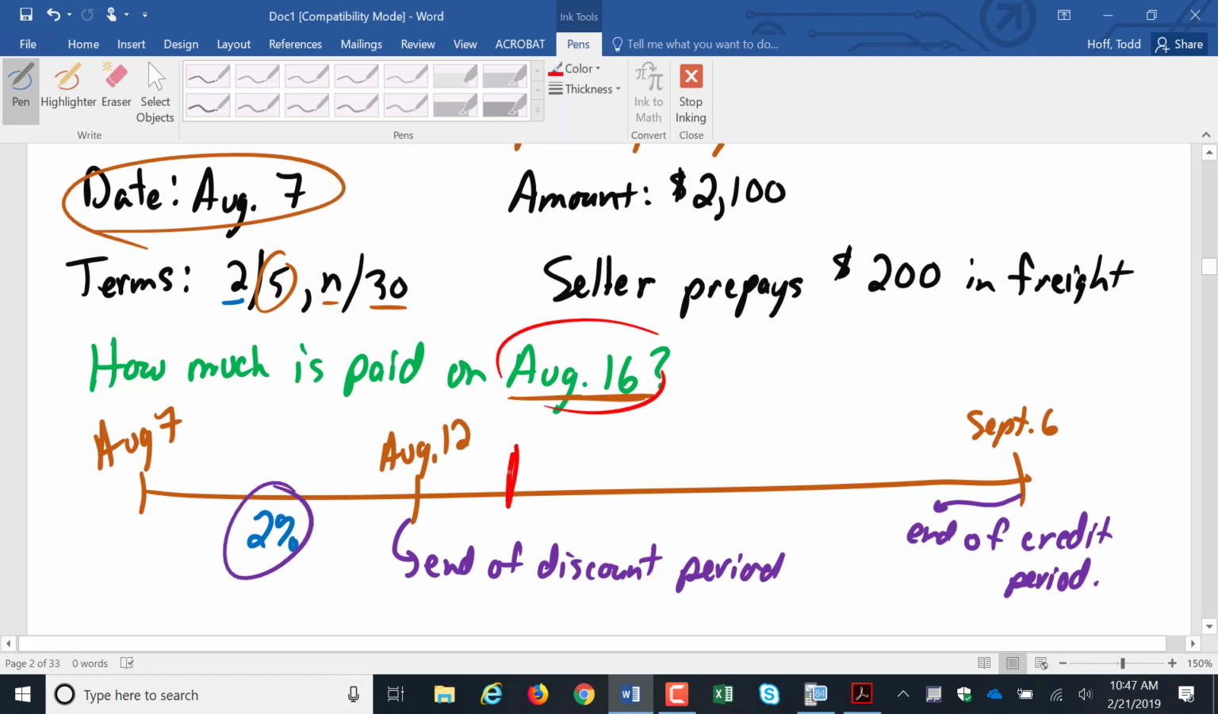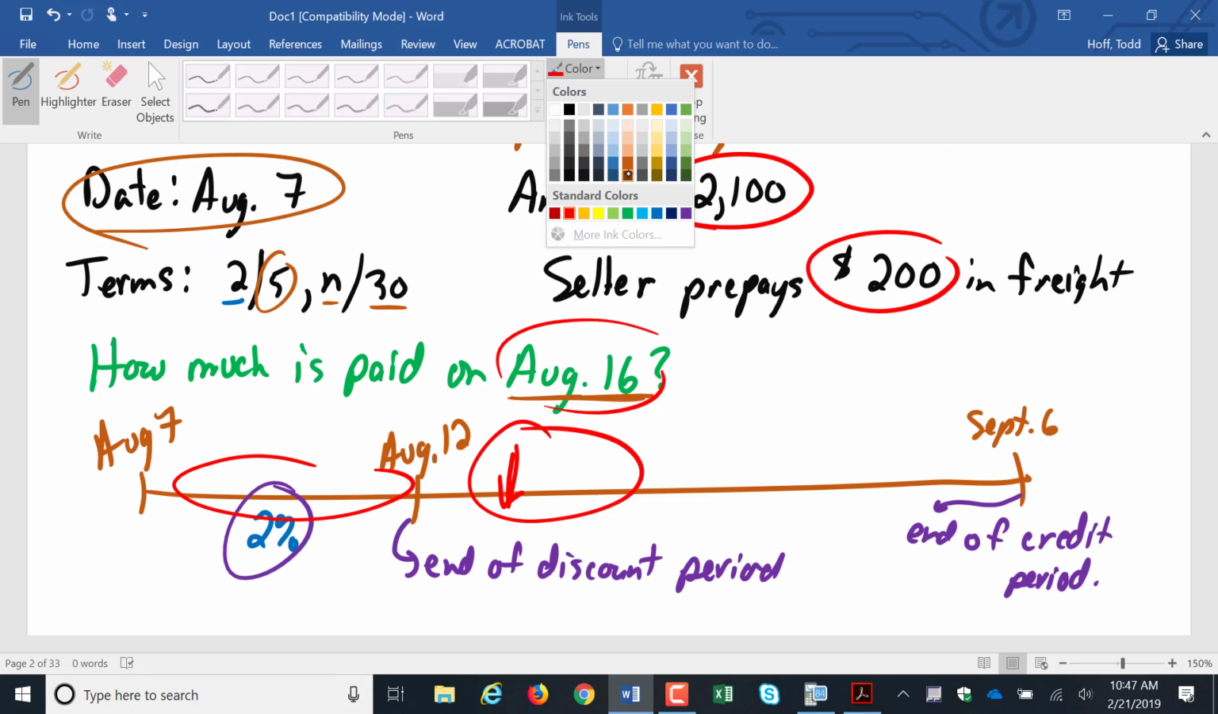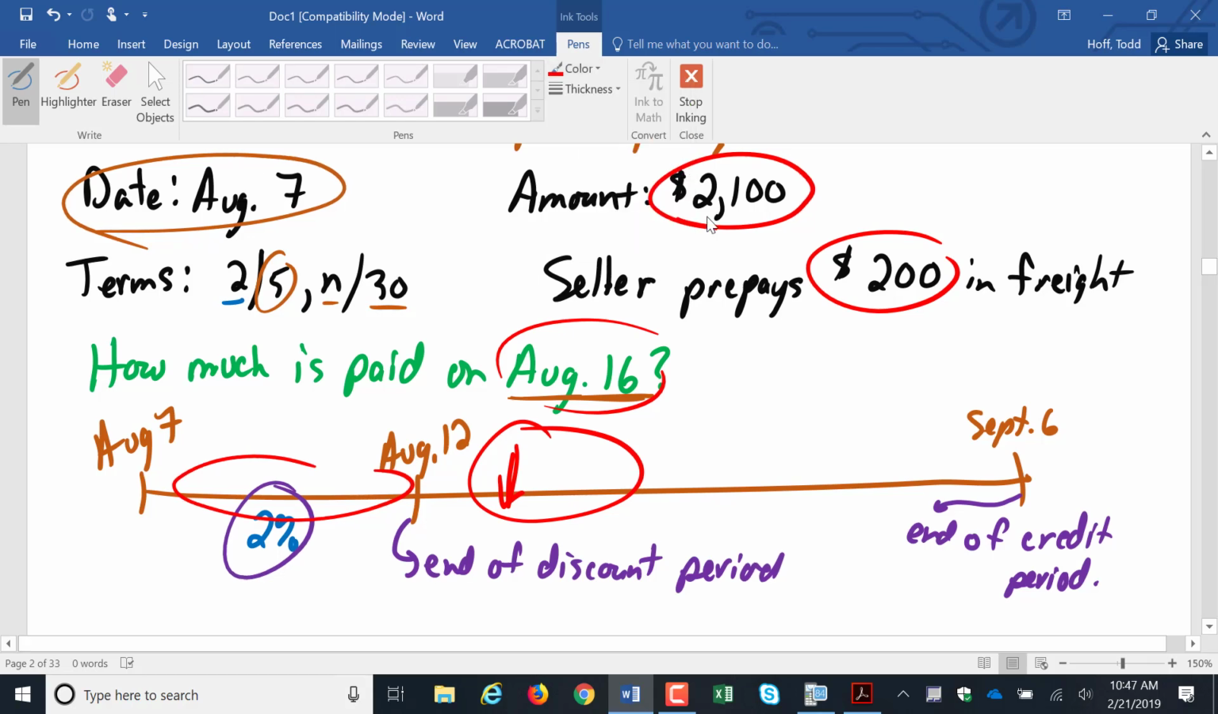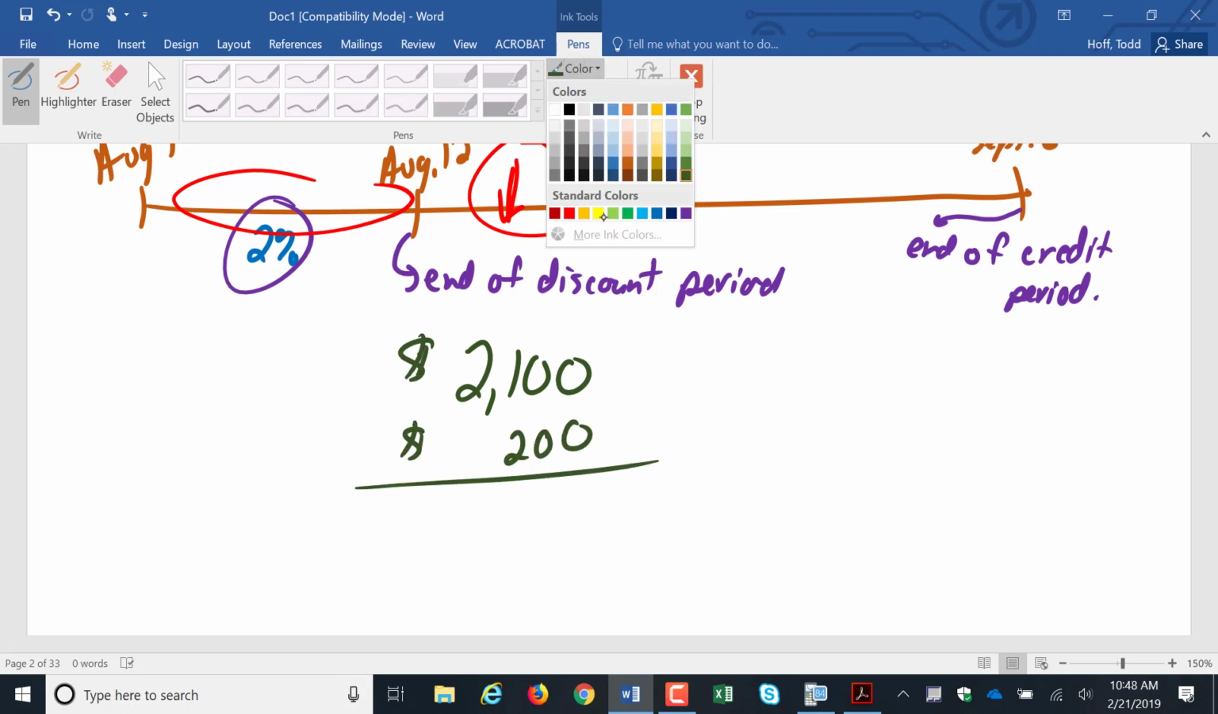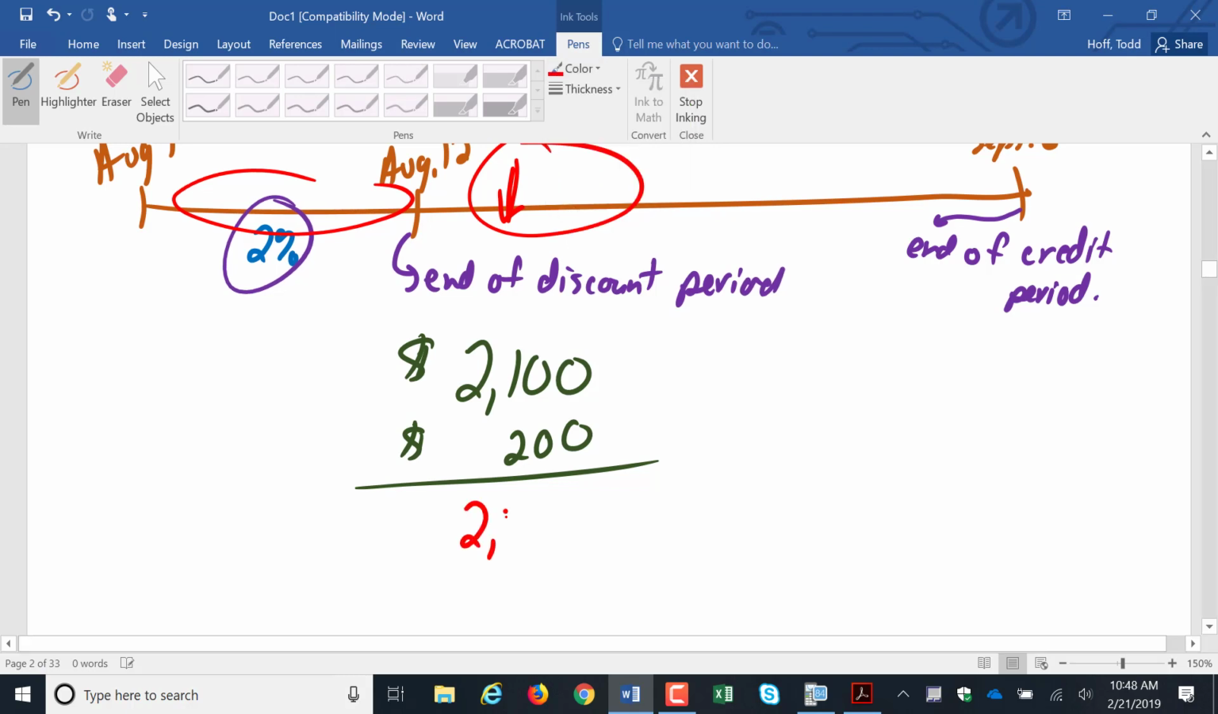August 16th falls after the discount period, but well before the end of the credit period. So there's no penalties, but they do pay the full amount. So the amount paid is going to be the invoice amount plus freight. $2,100 for the invoice plus the $200 freight gives us a total paid of $2,300.